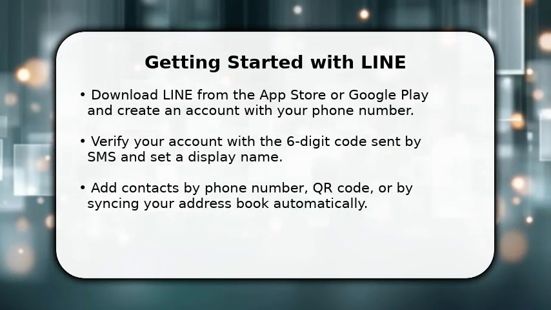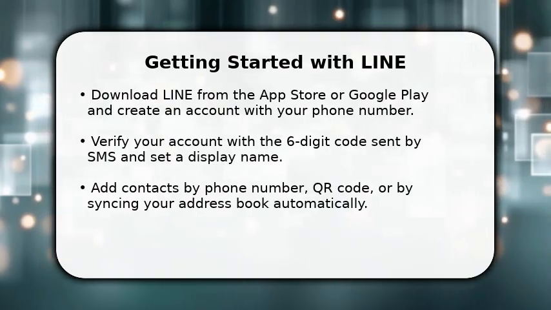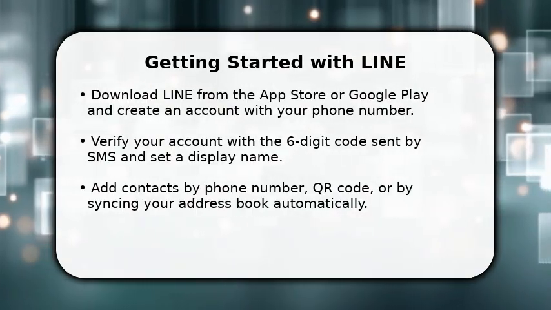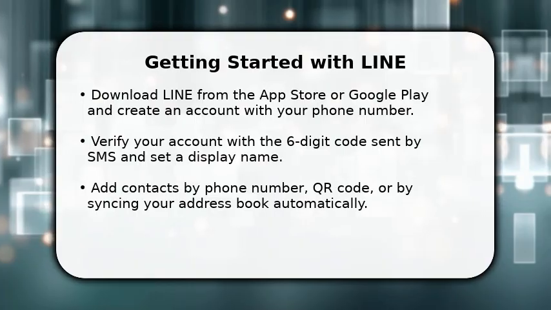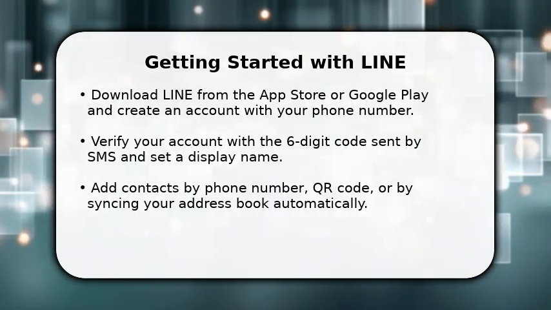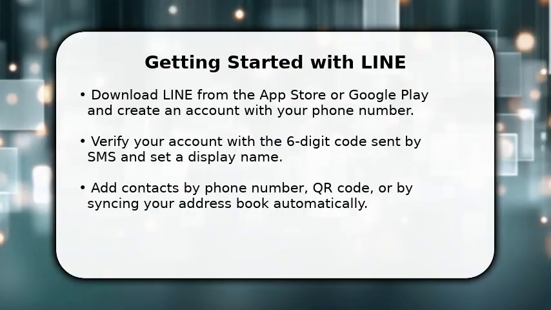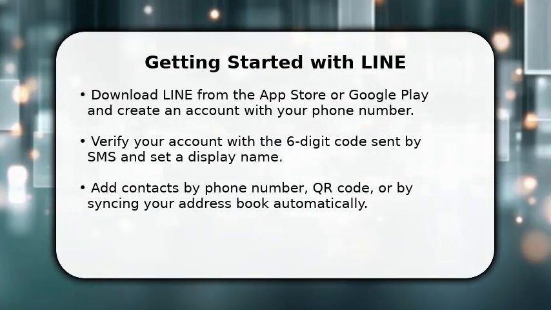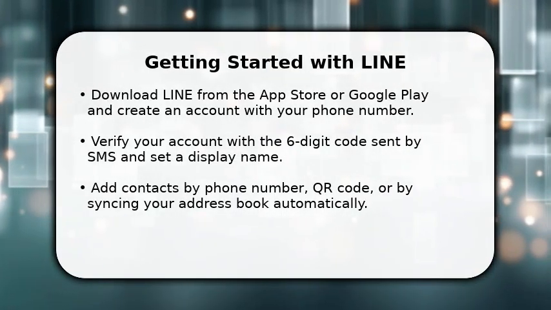Download Line from the App Store or Google Play and create an account with your phone number. Verify your account with the 6-digit code sent by SMS and set a display name. Add contacts by phone number, QR code, or by syncing your address book automatically.